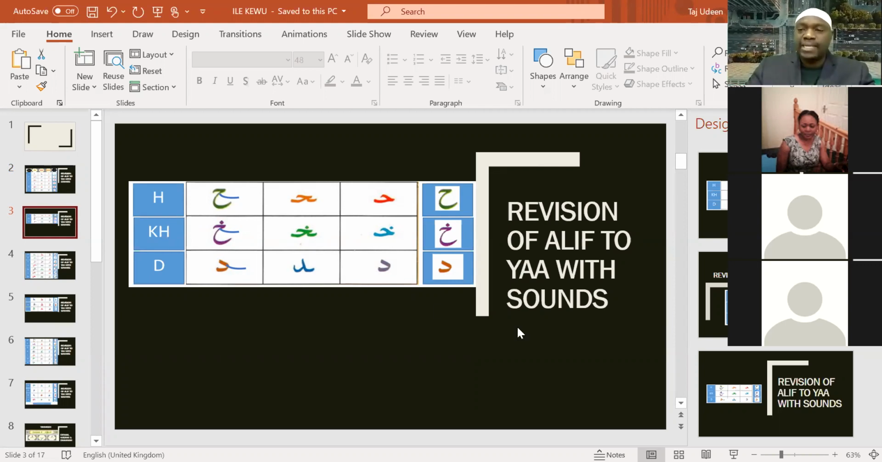Then followed by Dal. Dal is the next letter, which is D. Dal is a special letter. There are 6 special letters like that, where we cannot write anything after them. So it's just D. If you see there's nothing after it, you have to leave it like that.